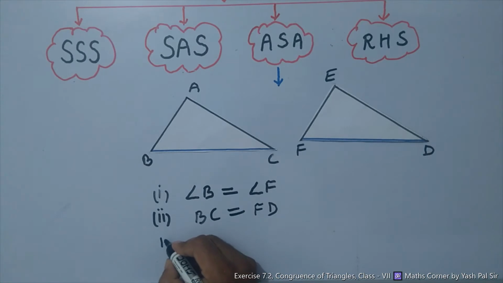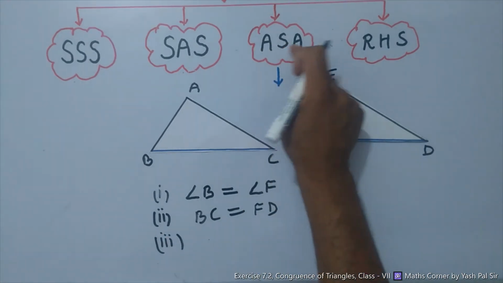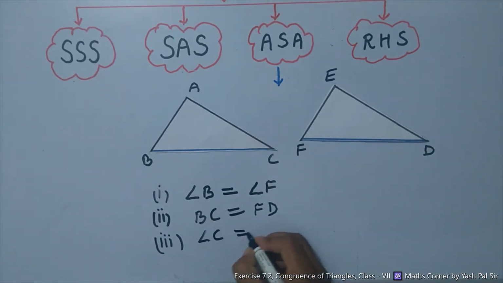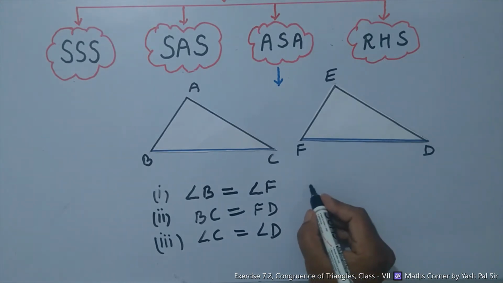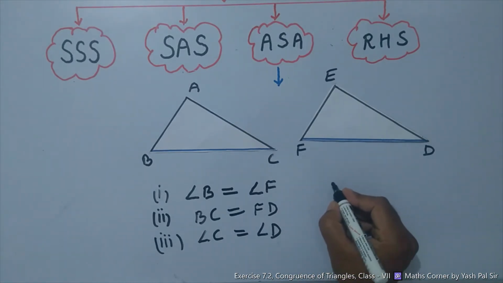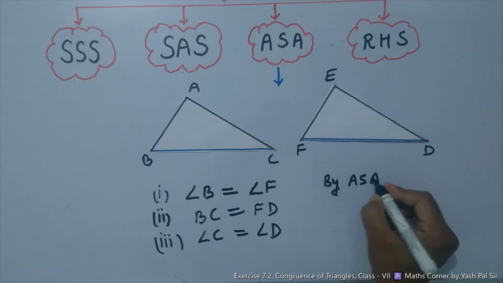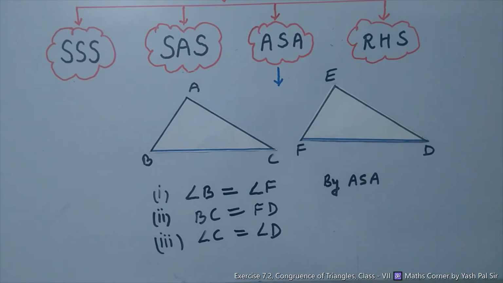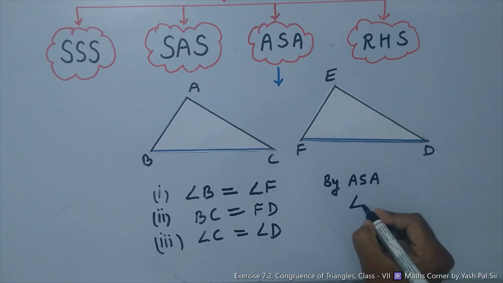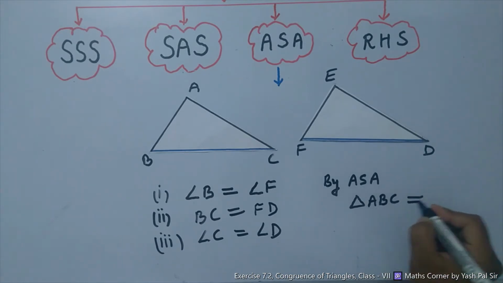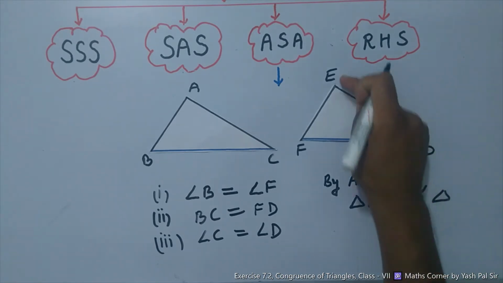The third one is angle, side, again angle. This angle C is equal to angle D. So if this is given in the statement, then the conclusion is, by the ASA, angle, side, angle criteria for congruence of triangles, triangle ABC is congruent to triangle EFD.